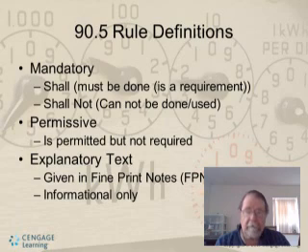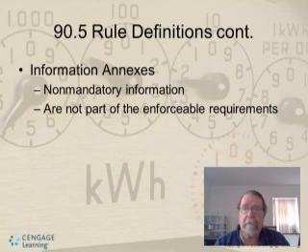Okay. And then you have some explanatory text, and it's given in fine print notes, and it's really only information only, to help you understand the code better, or maybe just a general outlook as to why they made a certain decision. Now, information annexes, this is non-mandatory information, and it's not part of the enforceable requirements. It's just information only.